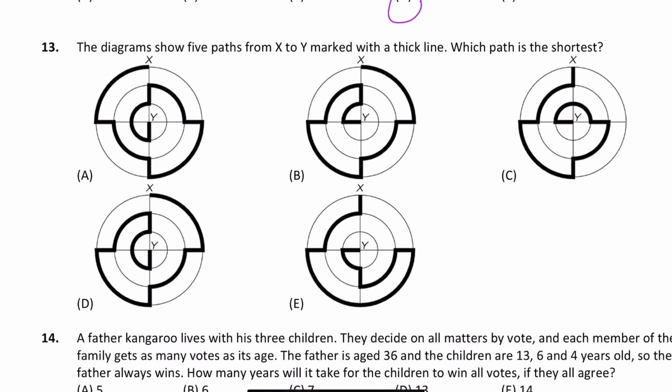The diagram here shows 5 paths from X to Y with a thick line. Which path is the shortest? Now, they kind of look like a candy shaped, like part A, B, and D look like a candy shaped. And I feel like this is the longest distance here, so I'll just count how many there are present. So 1, 2, 1, 2, 1, 2. That's quarter of a circle, right? Quarter is 1/4. This is 1 and 2. However, this one is only 1 that's present.